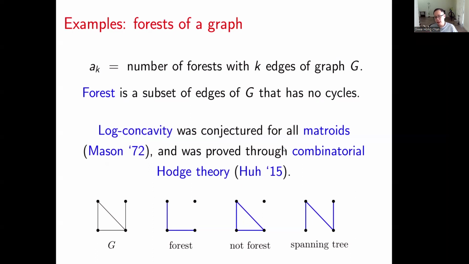Okay? And the proof of this conjecture and also the development of this tool was cited as one of the reasons, among many reasons, for the International Mathematical Union to award the Fields Medal to June Huh in 2022.